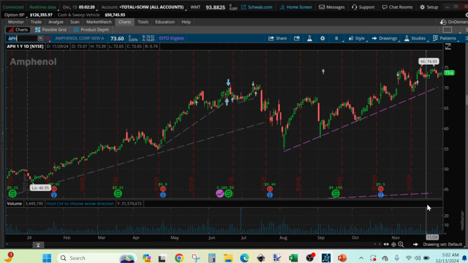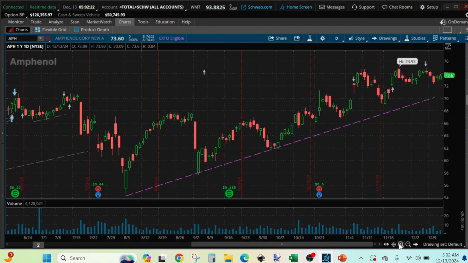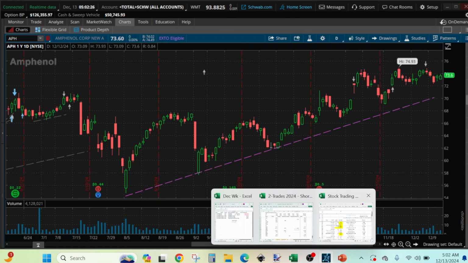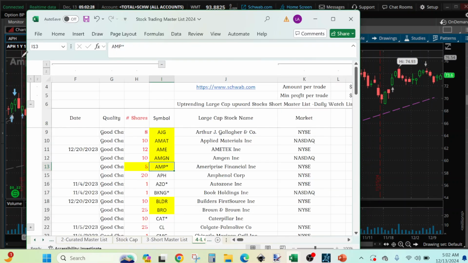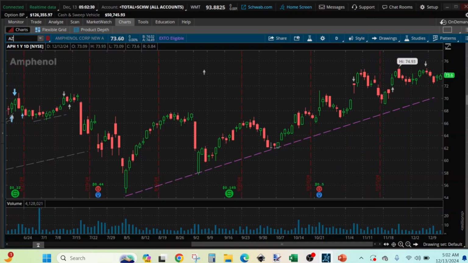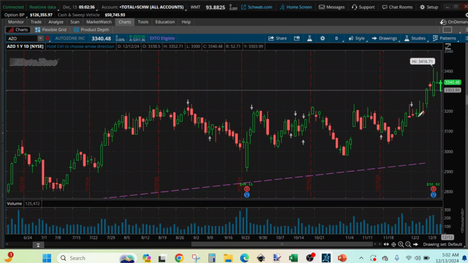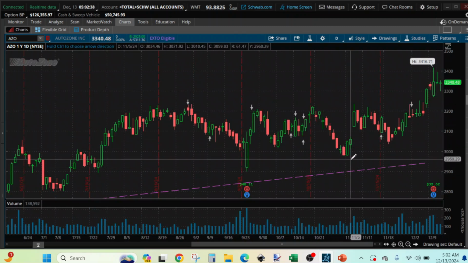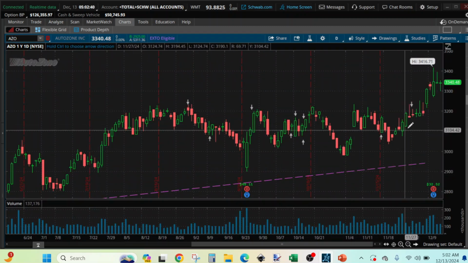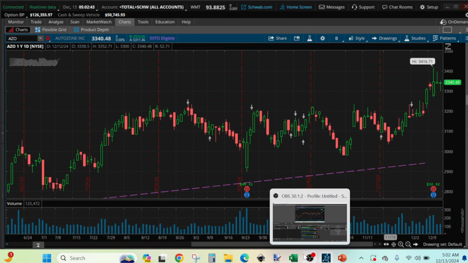So APH is now close to the line that we want to buy on, so we leave it alone. AZO is now close to the line we like to buy on. You see how it's not even coming close to the line at all. It just continues going up there.